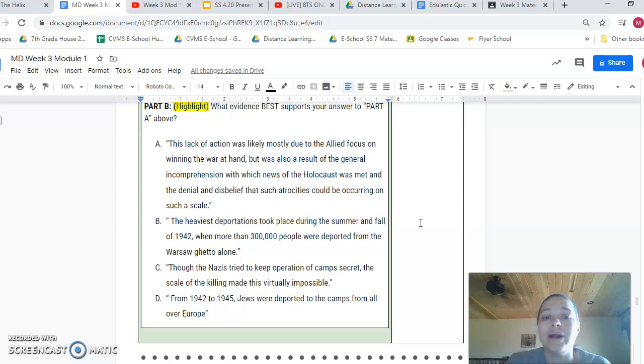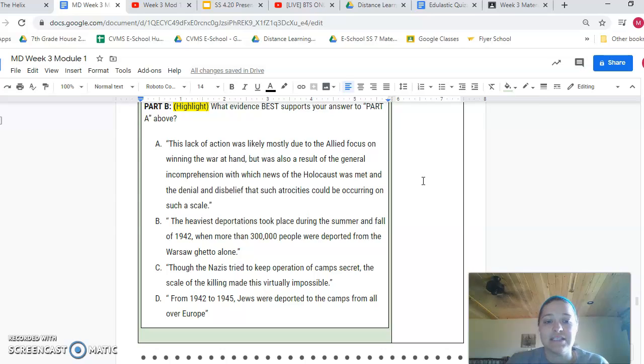Part B. What evidence best supports your answer to Part A? So these are direct quotes from the reading. A. This lack of action was likely due to the Allied focus on winning the war at hand, but was also a result of the general incomprehension with which news of the Holocaust was met and the denial and disbelief that such atrocities could be occurring on such a scale.